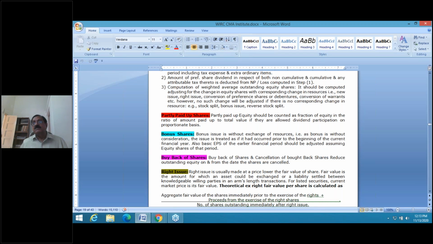Suppose after 6 months, the company is issuing bonus shares. What is the addition to its economic resources? Nothing. Money has remained the same. Only from reserves the figure is transferred to capital, but the resources have remained the same. So there is no effect on profit. After the issue of bonus, there is no addition to the profit because the resources of the company have remained constant.